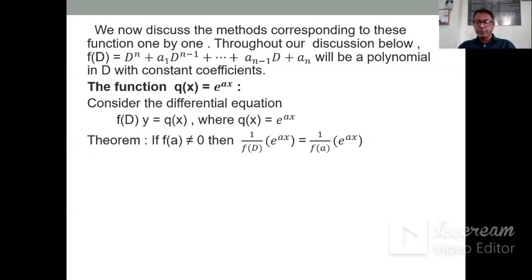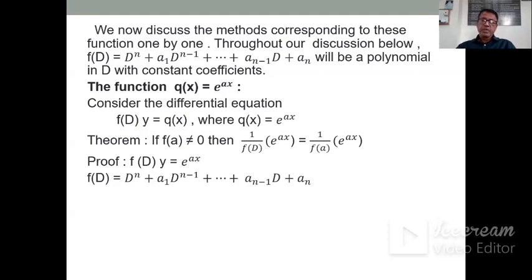Theorem 1: if f of a is not equal to 0, then 1 upon f of D operating on e to the power ax is equal to e to the power ax upon f of a. If we operate 1 upon f of D on e to the power ax, it comes to be e to the power ax upon f of a, provided f of a is not equal to 0. Now we want to give the proof of this.